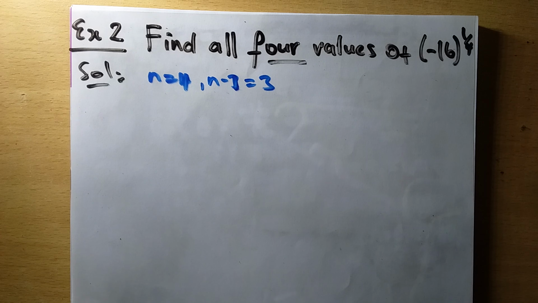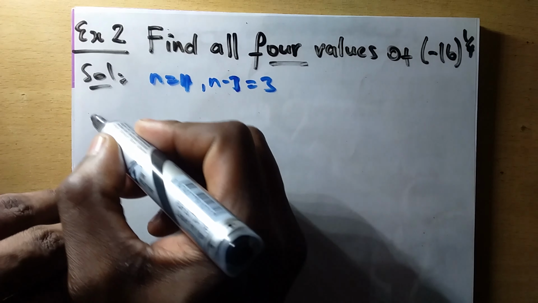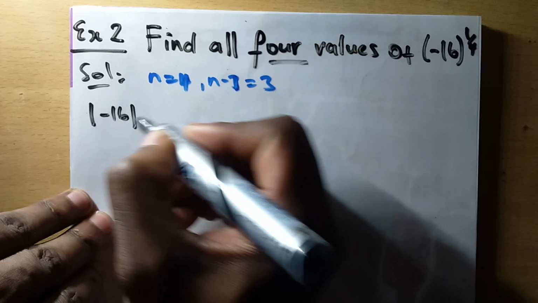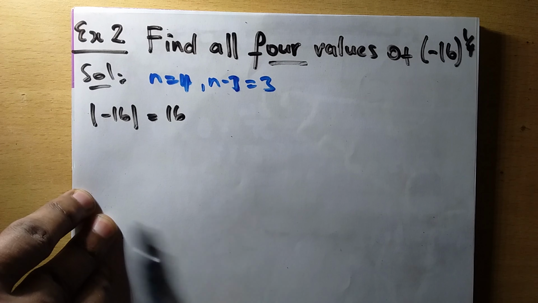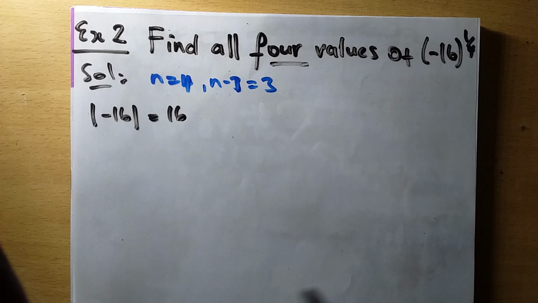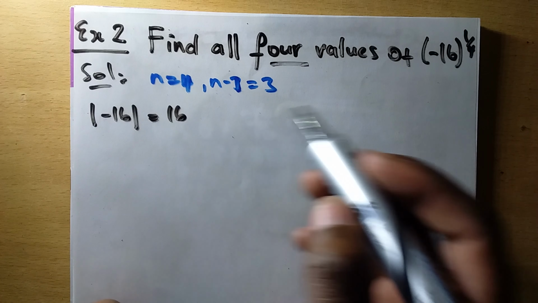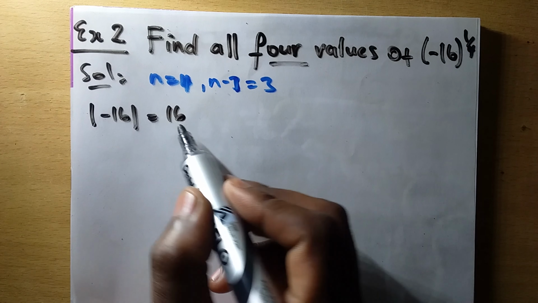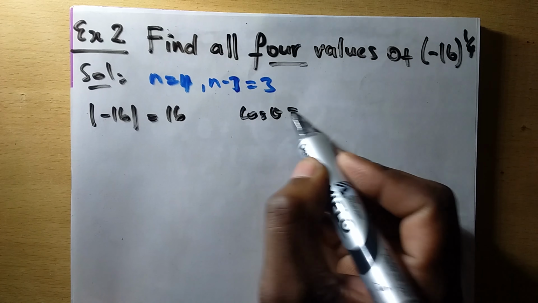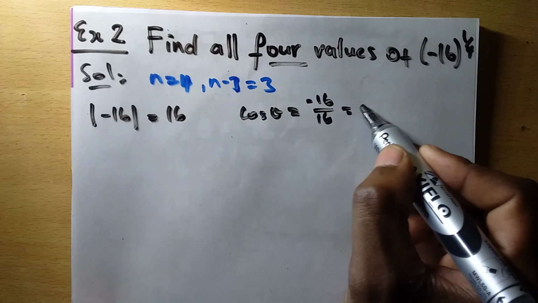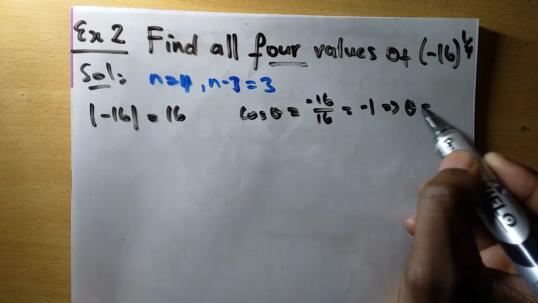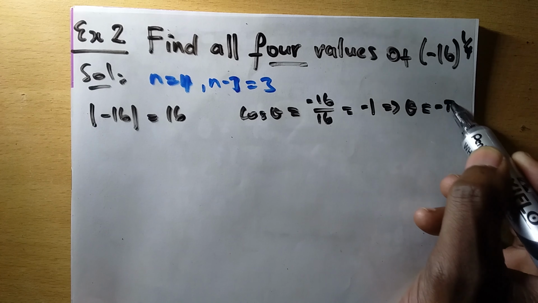Okay, so let us find the modulus of that complex number. The modulus of a complex number is given by that. Again, I'm not going to show how I got that. You can look at the previous videos for you to know how I found that solution. Since only the real part exists, it means that our cos of theta is equal to negative 16 over 16, which is equal to negative 1, implies that our theta is equal to negative pi.